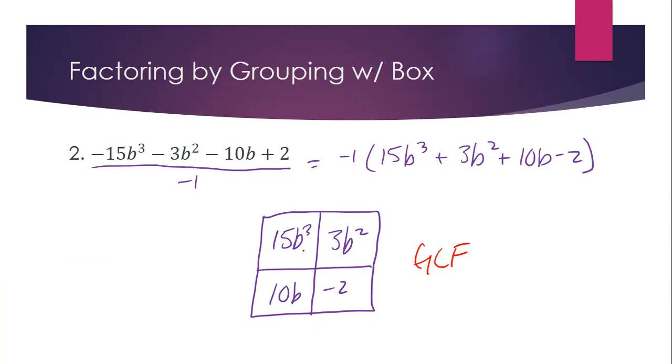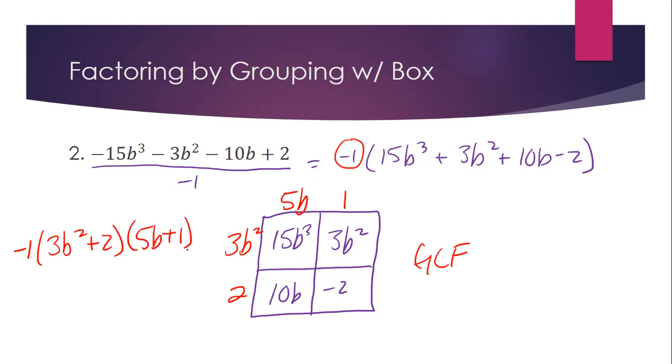What is the GCF of the first row? 3b squared. Good job. What is the GCF of the second row? 2. What is the GCF of 15b cubed and 10b? 5b. What is the GCF here? 1. So therefore, our factor would be -1, because we have to remember that we took that out. 3b squared plus 2 times 5b plus 1. And we're done.